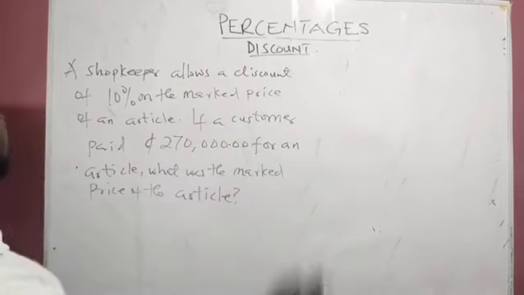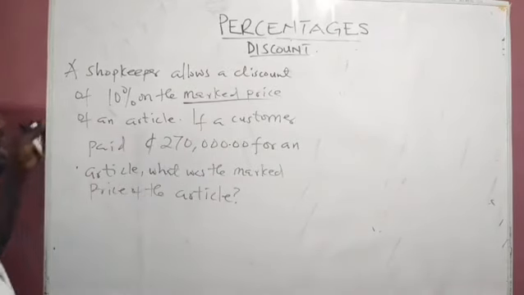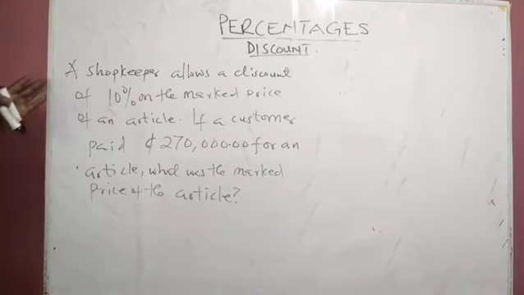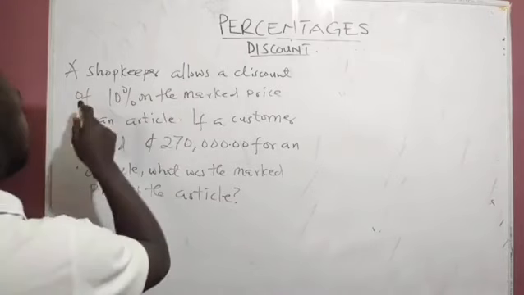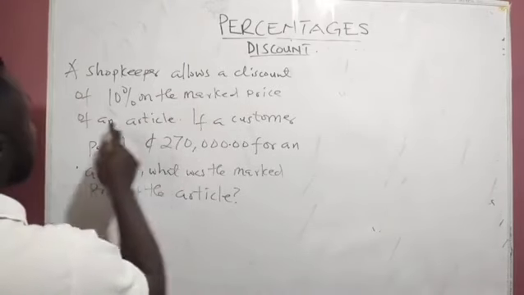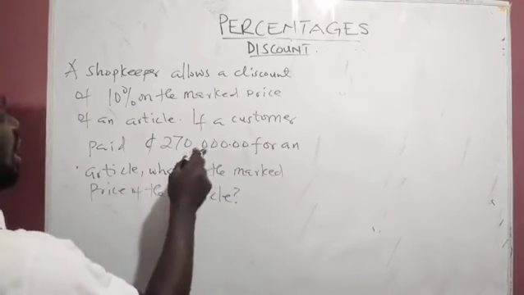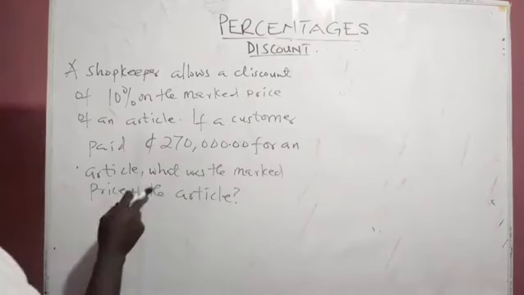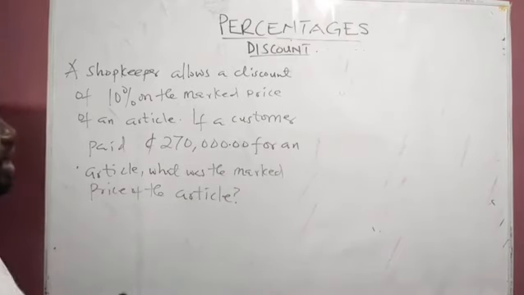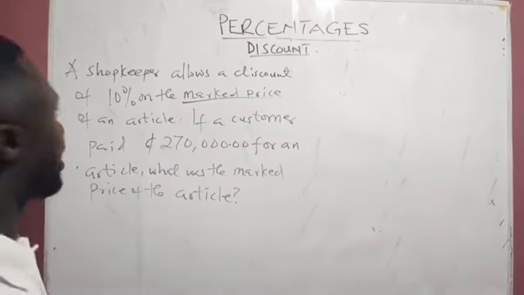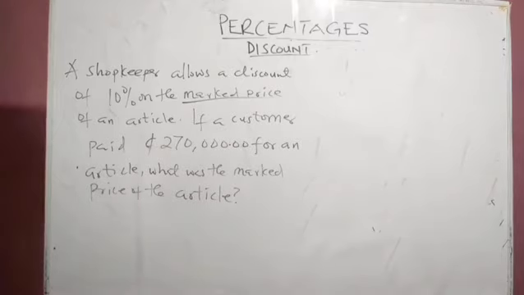Okay. Let's also look at another question. Okay, this is the question. A shopkeeper allows a discount of 10% on the marked price of an article. If a customer paid 270,000 for an article, what was the marked price of the article? So the marked price is the same as the original price. All right.